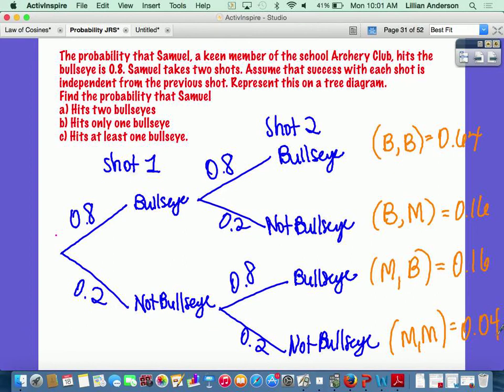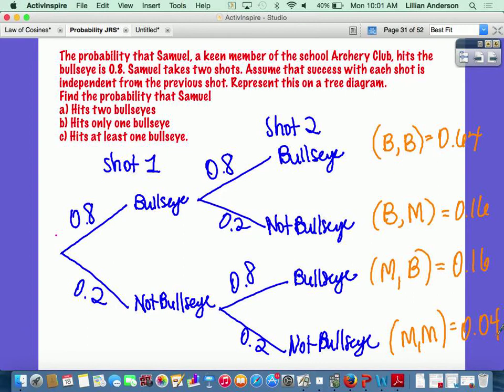0.04. The reason I knew that you were a little bit off is because all four of these numbers should add up to 1. I'm already at about 0.96, so it could have been 0.04. You see how it works?